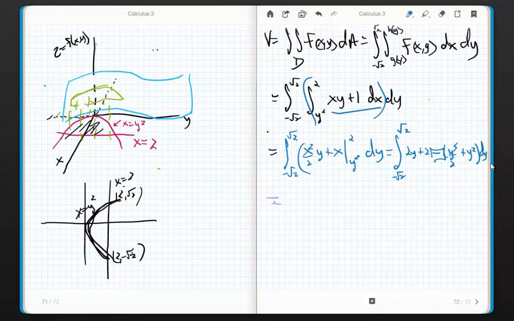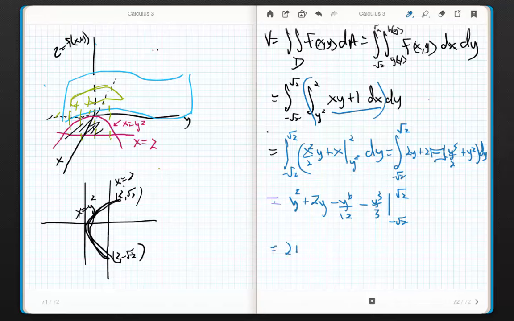That should be a dy, right? All right, so y squared plus 2y minus y to the 6th over 12 minus y cubed over 3. I just distributed the negative through, from negative root 2 to root 2. This is going to be a little bit uglier than the last one, but let's check.